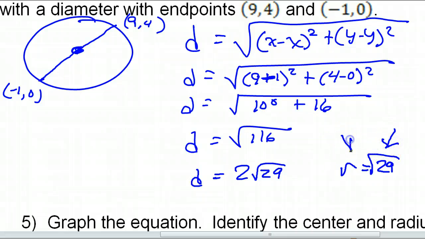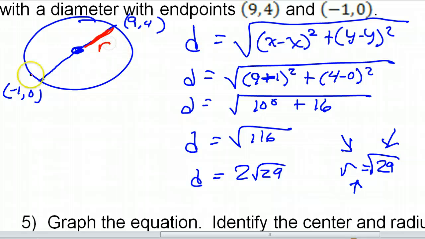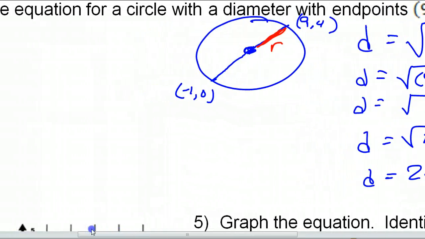Okay, and this is the one that I really want. Again, how did I get the radius? I divided by 2, okay? The radius is half of the diameter. So if the diameter is 2 radical 29, the radius is just radical 29. So now that I've got my radius, I can go ahead and make the equation.